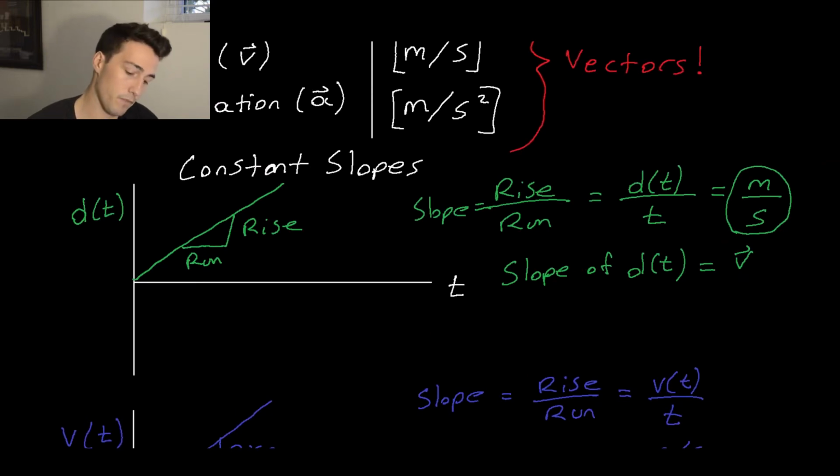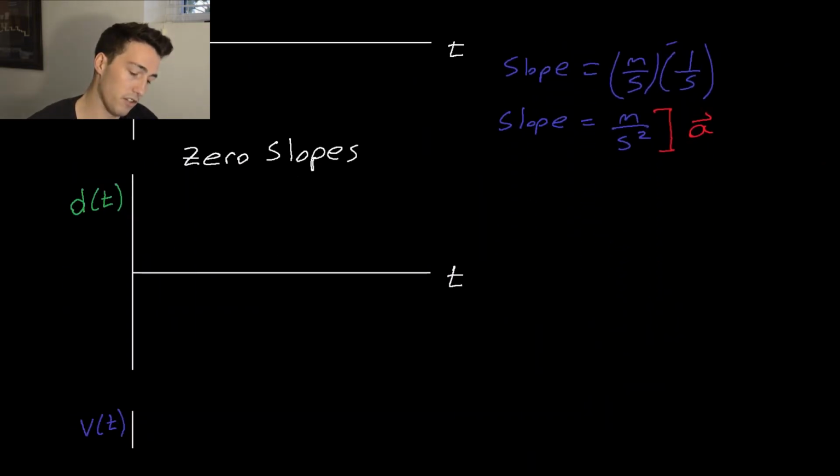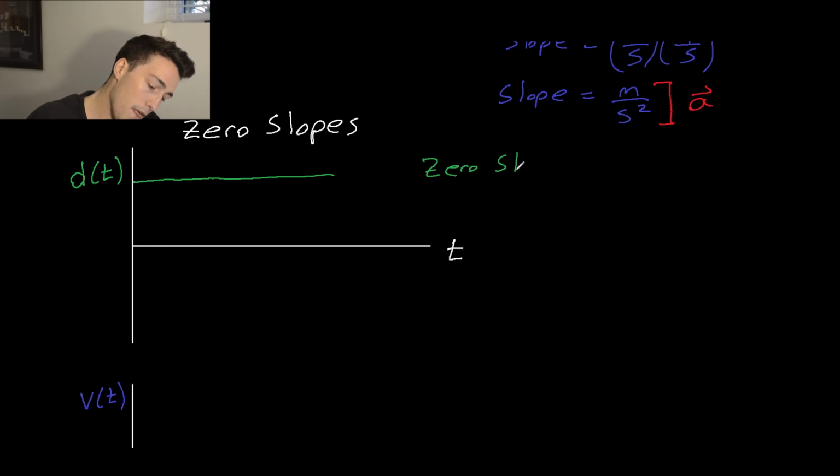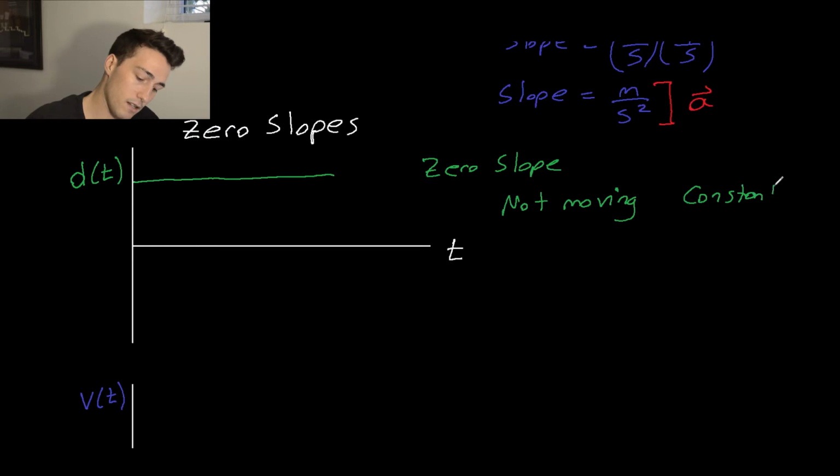Now if we scroll down and go to something with zero slope, this would have a constant displacement. This has zero slope because it's just a horizontal line. If it has zero slope, this object is not moving, right? Because the slope of a displacement versus time graph is velocity, that means there's zero velocity, so this is not moving. We have constant displacement, or a constant distance away from where we started.